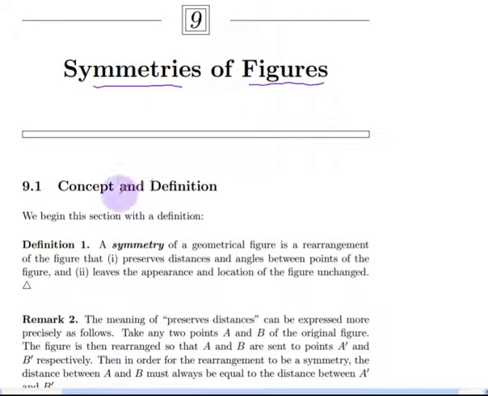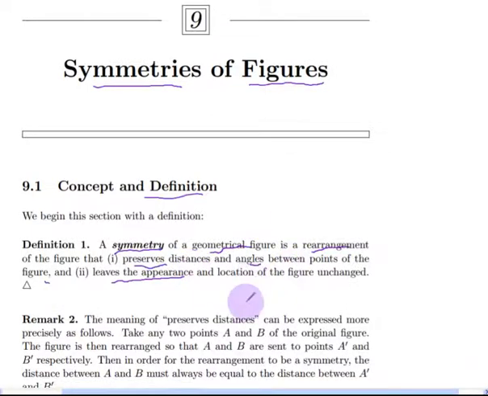Okay, so let's go into definitions. Now, we're going to use this definition of symmetry. A symmetry of a geometrical figure is a rearrangement of the figure that, first of all, preserves distances and angles between points of the figure and leaves the appearance and location of the figure unchanged.